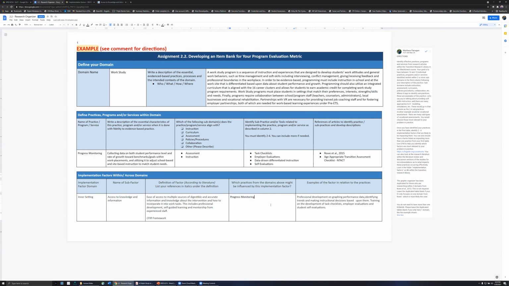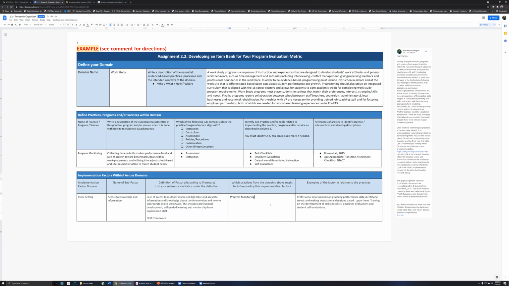The last part that I want to talk about, so that's how to do each of these. If you have more than one independent variable, so if you have two independent variables, you're going to have a domain for each of those. So in my example, let's say I have work study as one of my independent variables, and maybe collaboration is my other independent variable. I've got two of them. If that's the case, then I have to have practices, programs, and services for the work study domain, and I also have to have them for the collaboration domain.